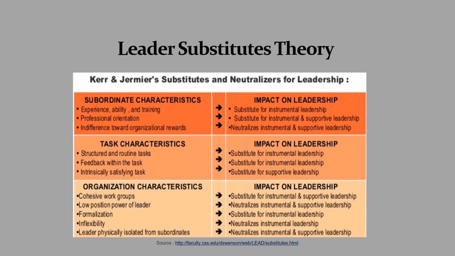Kerr and Jermier proposed that there may be certain substitutes for leadership that make leader behavior unnecessary and redundant, and neutralizers which prevent the leader from behaving in a certain way or which counteract the behavior. A neutralizer is a factor that paralyzes, destroys, or counteracts the effectiveness of leader behaviors, making it impossible for them to have an impact. A substitute makes leader behaviors not only impossible but also unnecessary. This theory attempts to indicate that some variables are beyond leaders' control.